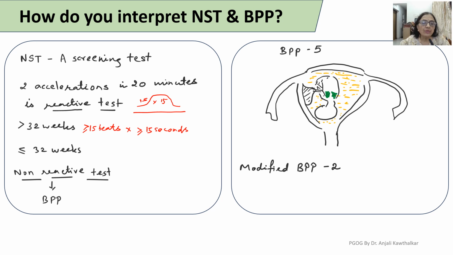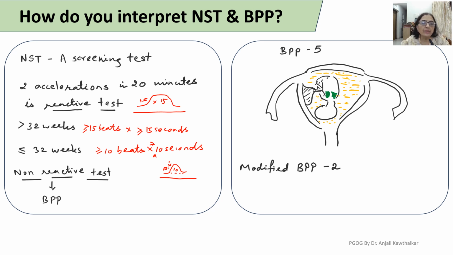Whereas at less than or equal to 32 weeks, it should be greater than or equal to 10 beats and lasting greater than or equal to 10 seconds. So it will be less than 32 weeks, and we apply 10 by 10. Here also the rise is of 10, lasting also greater than 10 seconds. If that is there, then we call it a reactive test.